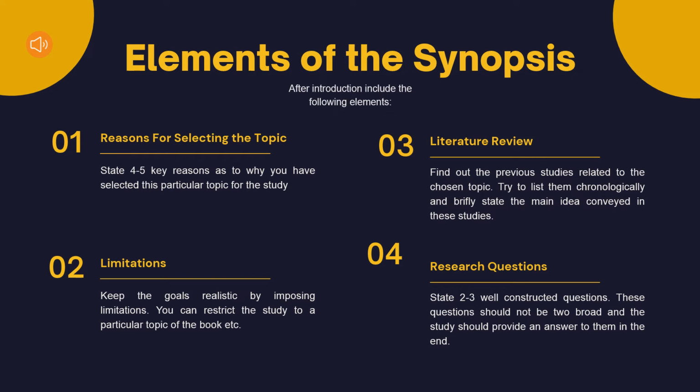Step number 3 is to write the literature review. Find out the related studies conducted previously and list them chronologically. You can also explain their main ideas briefly. Step number 4 is to state 2 to 3 well-constructed research questions. You will have to provide an answer to these questions in the conclusion and findings portion of the thesis. So construct them carefully and make sure they are selected according to the topic.